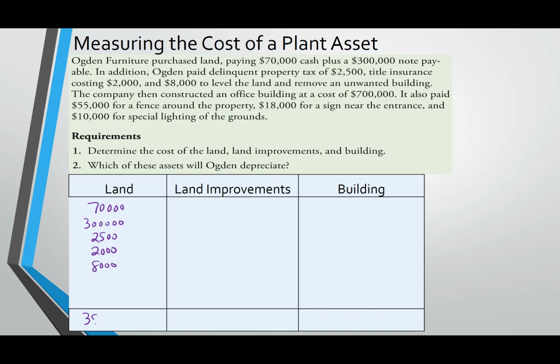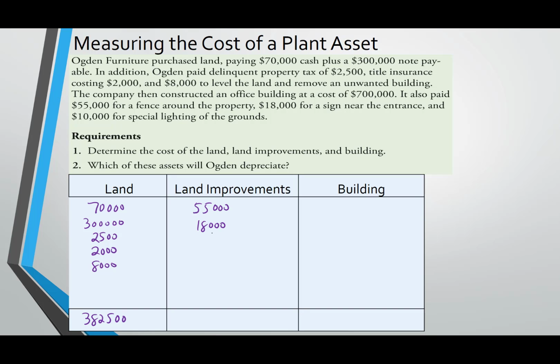It looks like we have $55,000 for a fence, $18,000 for a sign, and $10,000 for special lighting. All of those amounts would be included there. So 55, 18, and 10,000, and we add all of those things up, and we get land improvements would have a cost basis of $83,000.